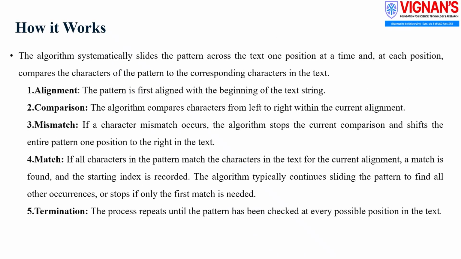How it works. The brute force pattern matching algorithm works by sliding the pattern across the text one position at a time. At each position, it compares the characters of the pattern with the corresponding characters of the text. First, alignment is done. The pattern is aligned with the beginning of the text string. Next comes comparison. The algorithm compares characters from left to right within the current alignment. If a mismatch occurs, the algorithm stops the comparison at that position and shifts the entire pattern one position to the right in the text.